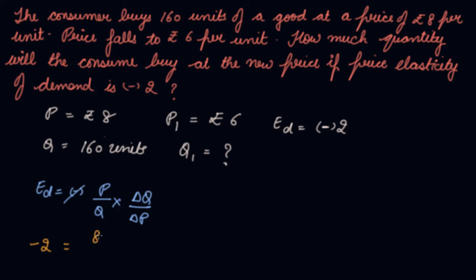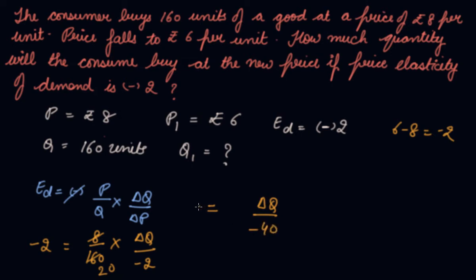price is 8, quantity is 160. Change in quantity we have to find out. Change in price is 6 minus 8, that is -2, right? So we can calculate accordingly. 20, which gives you change in Q by -40. So your -2 into -40 is your change in quantity. So minus minus becomes positive 80. So this is your change in quantity.